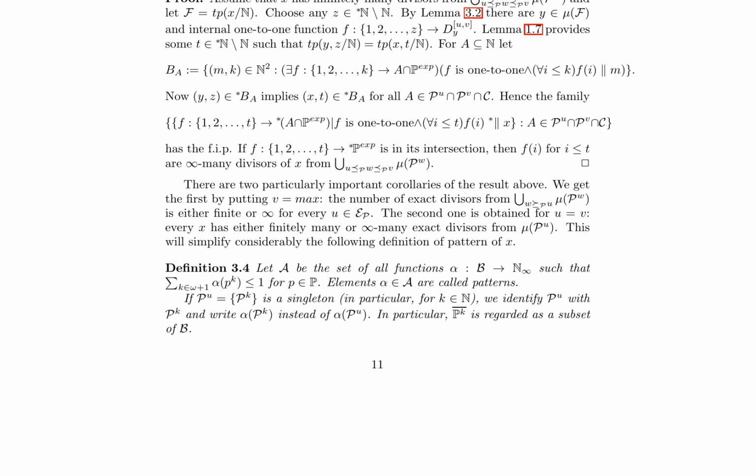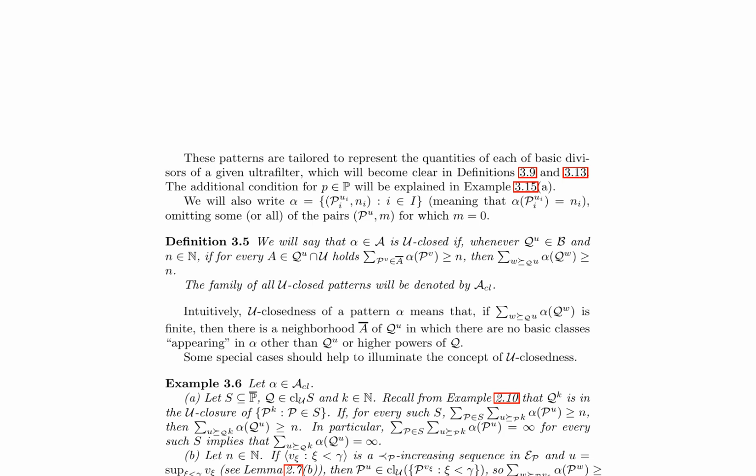computer science. U-closed patterns, denoted by ACL, are introduced to represent the quantities of each basic divisor of a given ultrafilter. A pattern alpha in A is considered U-closed if, for every A in Q intersection U, the condition n airy summation W element of Q alpha, QW, is greater than or equal to n holds whenever n airy summation PV element of A alpha, PV, is greater than or equal to n.